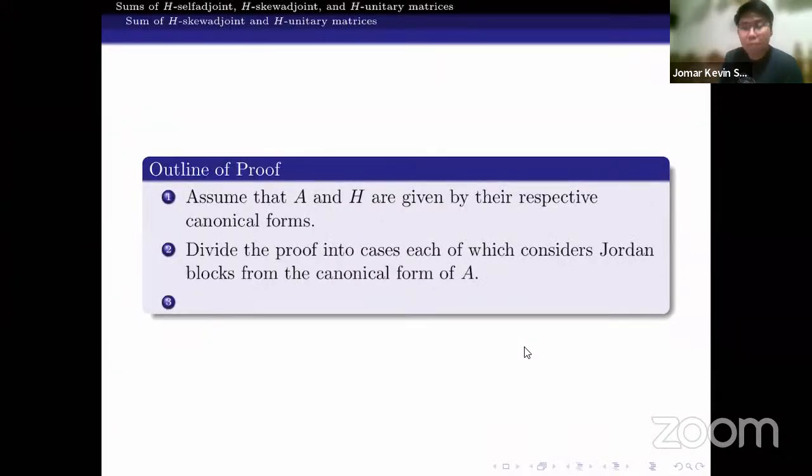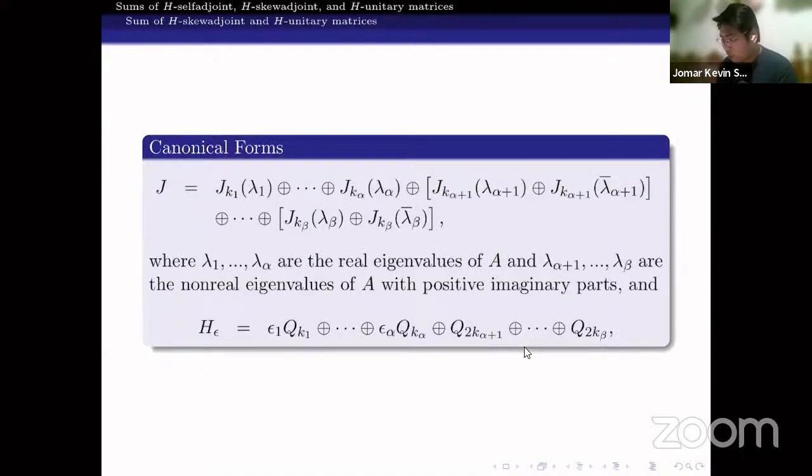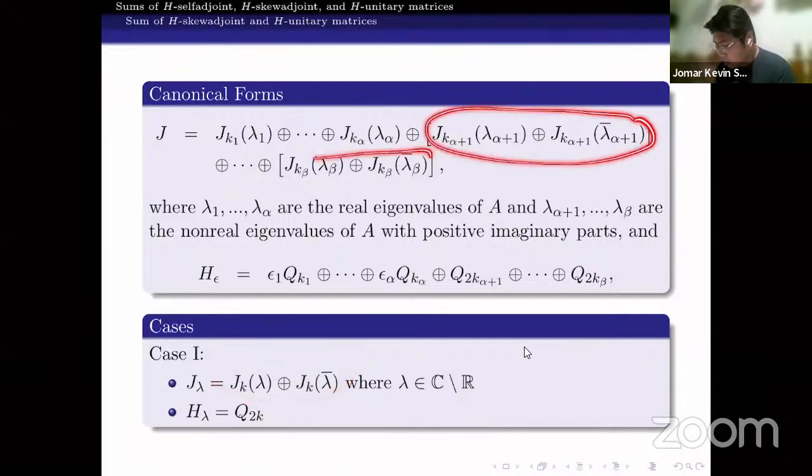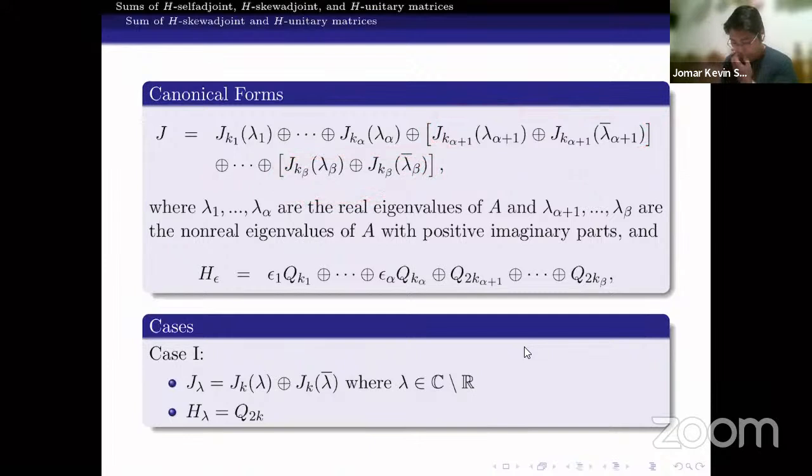Okay, next step. Divide the proof into cases, each of which considers Jordan blocks from the canonical form of A. So ito ulit yung canonical form ni A, no? So hahatiin natin ito sa cases para ma-consider natin lahat ng Jordan blocks na nandito sa canonical form niya. So for case 1, consider natin yung mga lambda na non-real. So ano yung Jordan blocks corresponding to lambda? Ganito yung itsura niya. So this case will cover these Jordan blocks hanggang doon sa dulo. So H lambda here equals Q sub 2K. Ito yun.